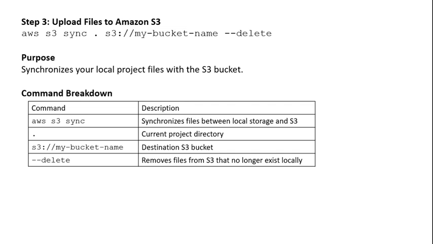The purpose is to synchronize your local project files with the S3 bucket. The command aws s3 sync synchronizes the files between the local storage and S3. The dot is the current project directory, s3://my-bucket-name is the destination S3 bucket, and --delete removes the files from S3 that no longer exist locally.